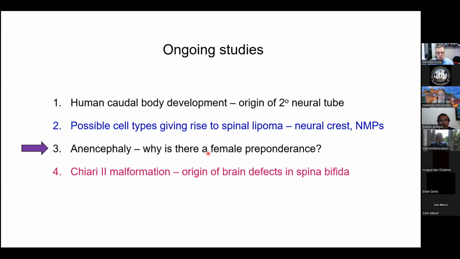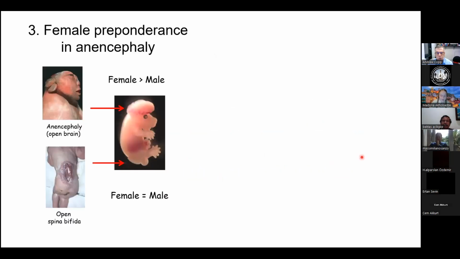Now, going on to the third project, and I'm going to now move to the front of the embryo, to the brain, and for the final two topics. Anencephaly. Why is there a female preponderance?